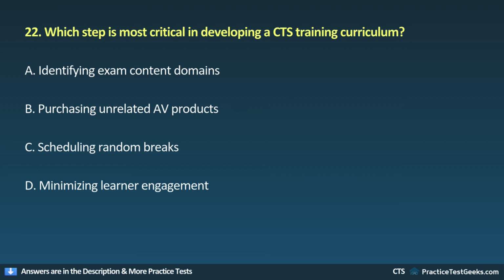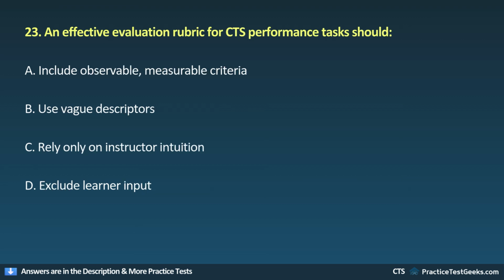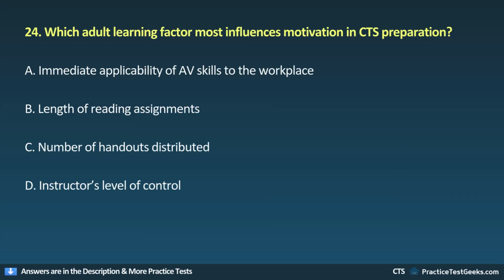23. An effective evaluation rubric for CTS performance tasks should A. Include observable, measurable criteria. B. Use vague descriptors. C. Rely only on instructor intuition. D. Exclude learner input.